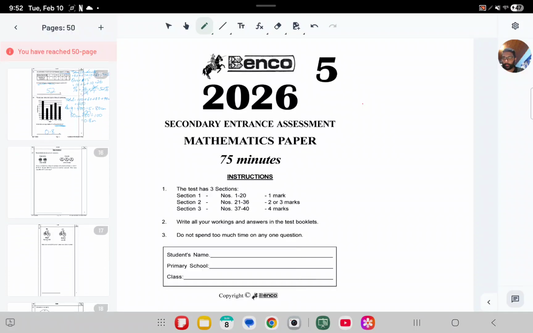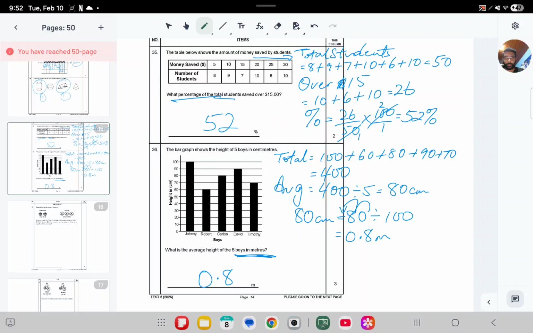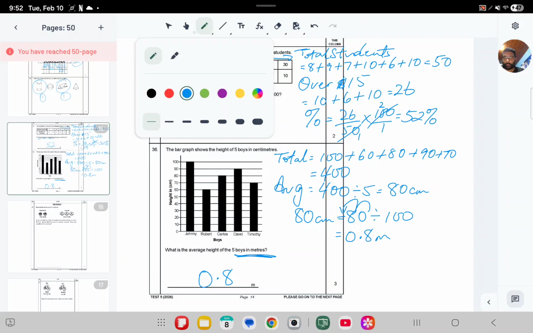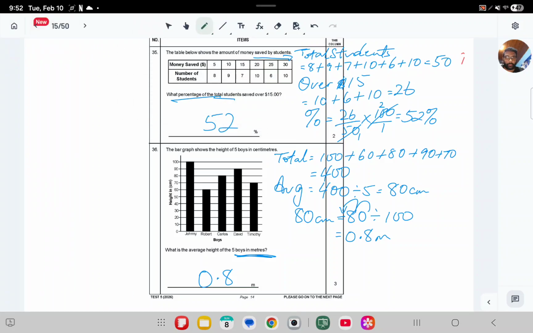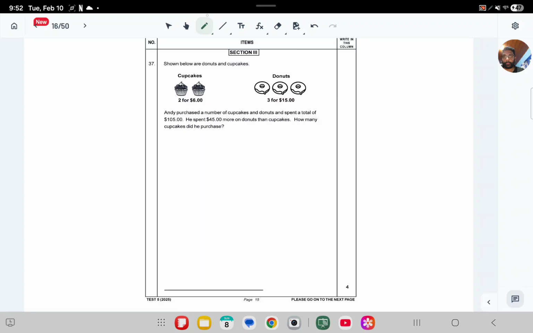In our last video, I forgot to mention the marking scheme for number 35 and number 36. So I'll do that here before we jump into Section 3. For number 35, you'll get 1 mark for the total, 1 mark for the percentage. For number 36, you'll get 1 mark for the total, 1 mark for the average in cm, and 1 mark for converting. Alright, so good.